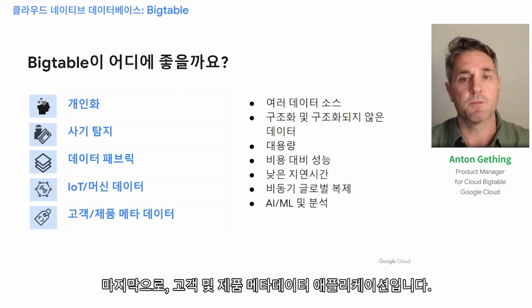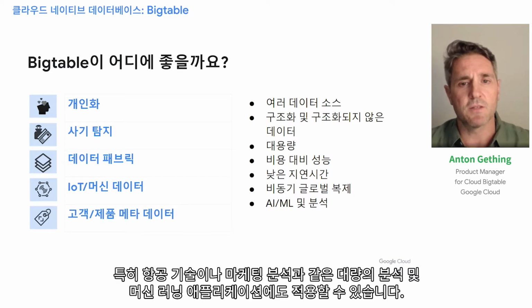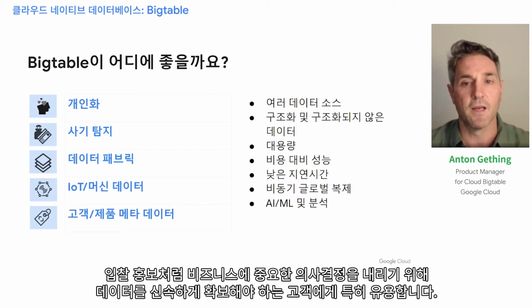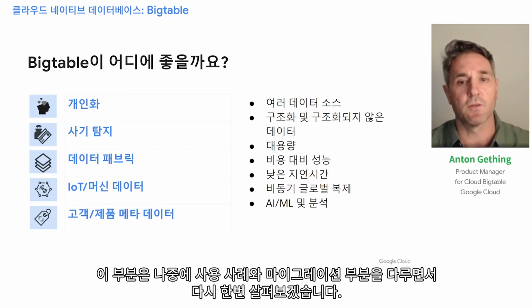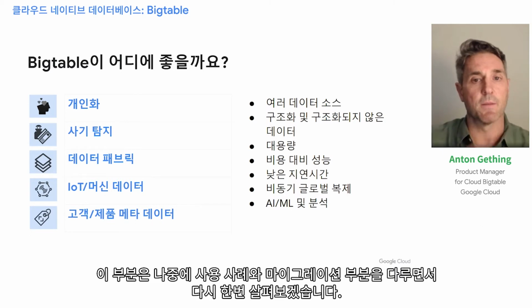Lastly, customer and product metadata applications. This could easily be coupled with personalization, but is also applicable to the high volume analytics and machine learning applications, particularly around ad technology and marketing analysis, where customers require speed of their data in order to make business critical decisions, particularly in things like advertising bidding. And we'll touch again on some of these areas later on in the presentation as we look at the use cases and the migration.